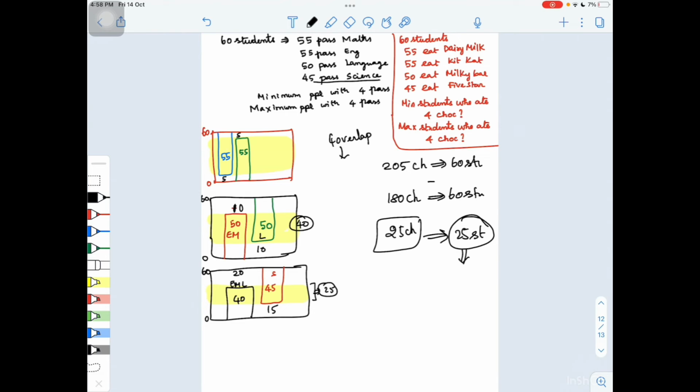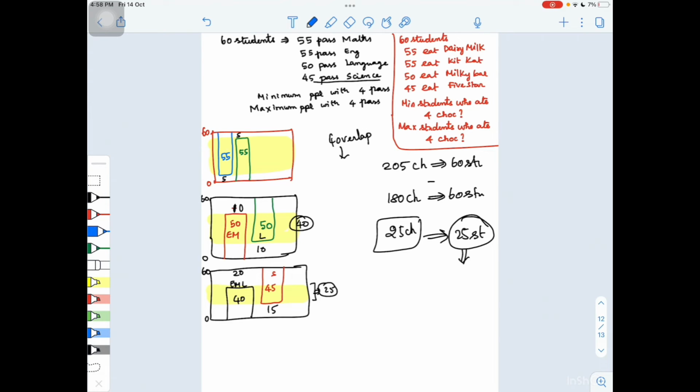So now can you see how this students and chocolate method is easy in scenarios like this, where there is a minimum number of people eating all 4 chocolates. These kinds of questions, the students and chocolates method might come in very, very handy.